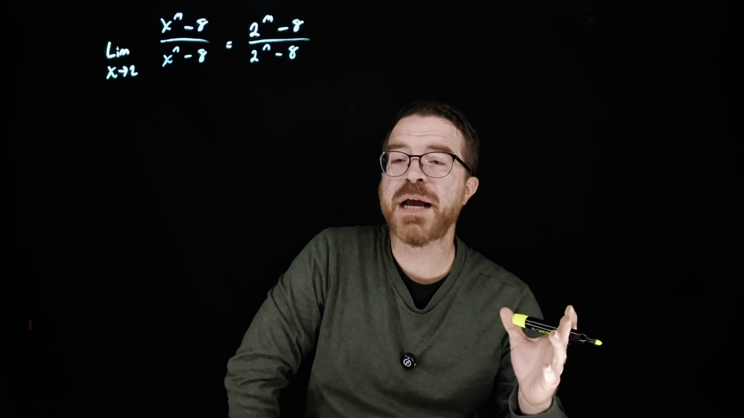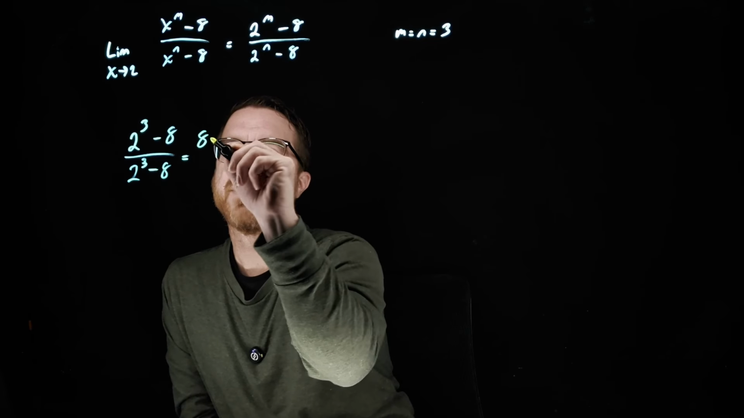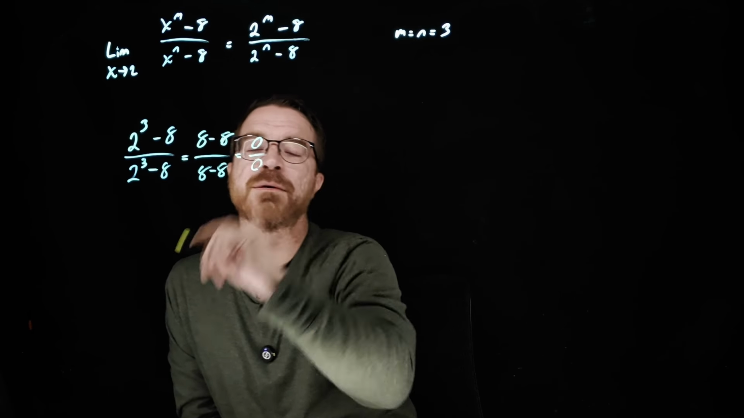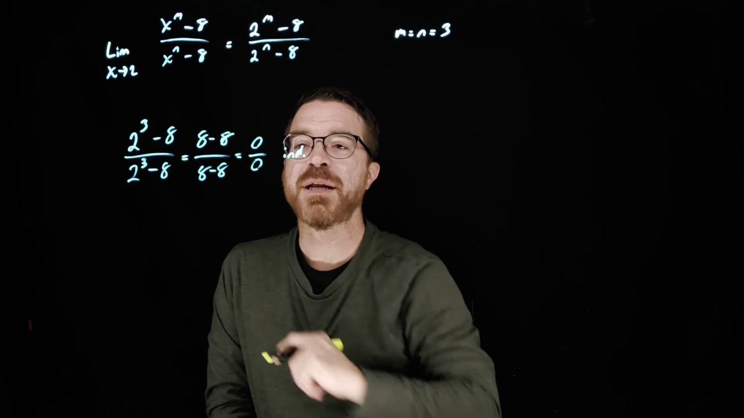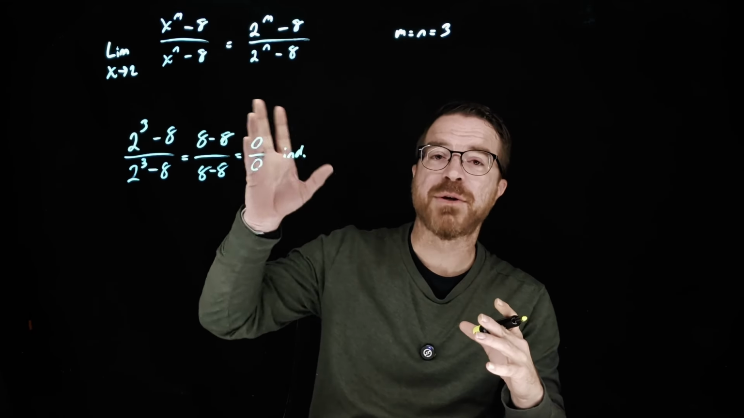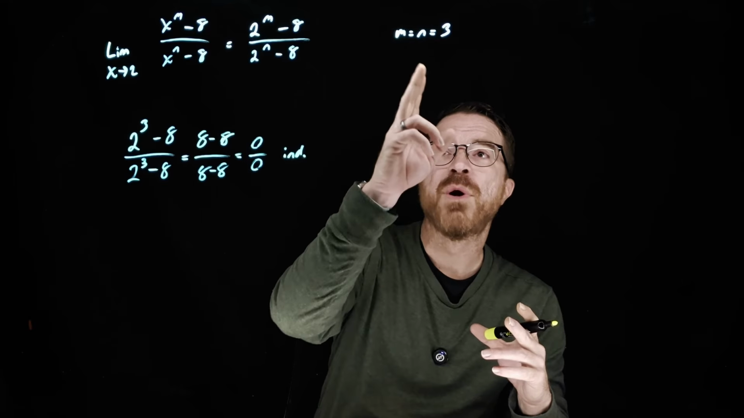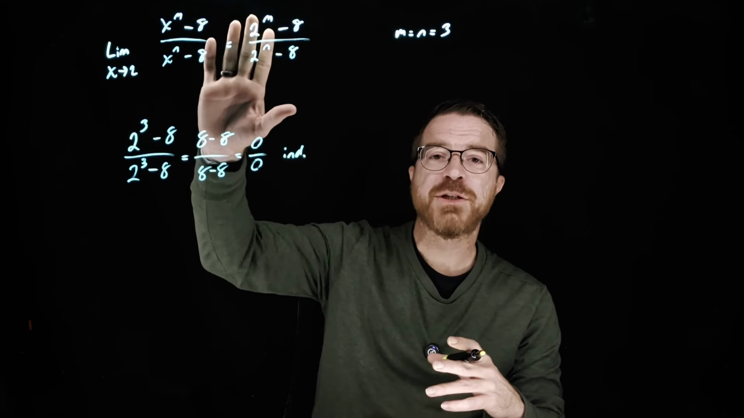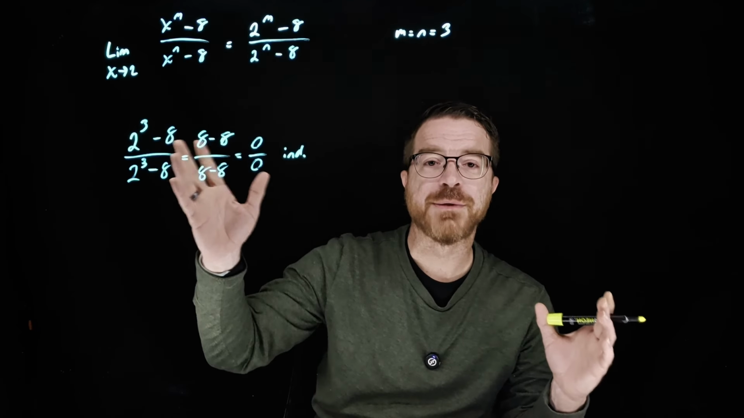So if m is equal to n is equal to 3, this would become 2 to the third power minus 8 over 2 to the third power minus 8, which is equal to 8 minus 8 over 8 minus 8, which is 0 over 0. And this is indeterminate, which means that we need to use L'Hopital's rule to figure out what it is equal to when m is equal to n is equal to 3. Otherwise, this is your answer for any other values of m and n.